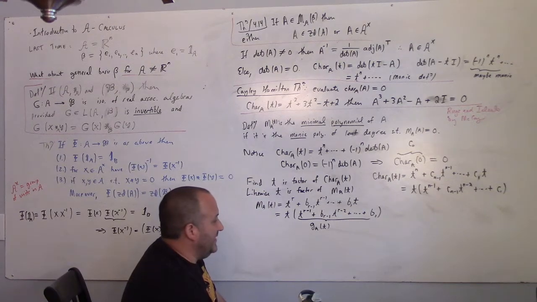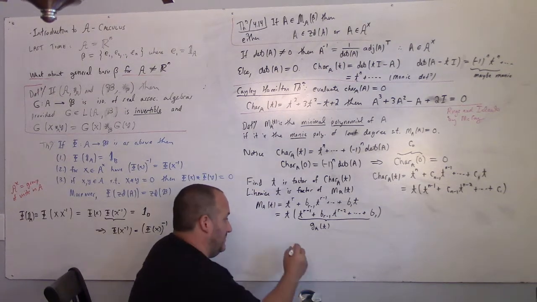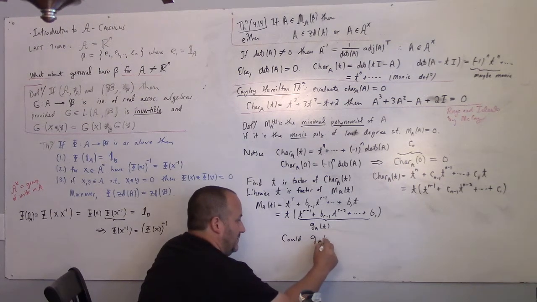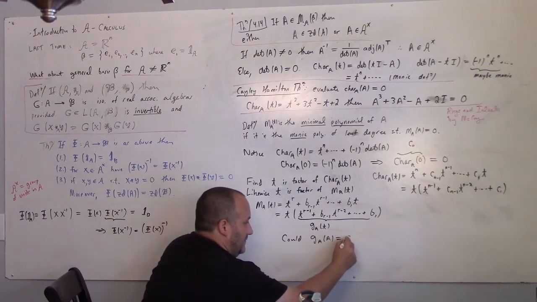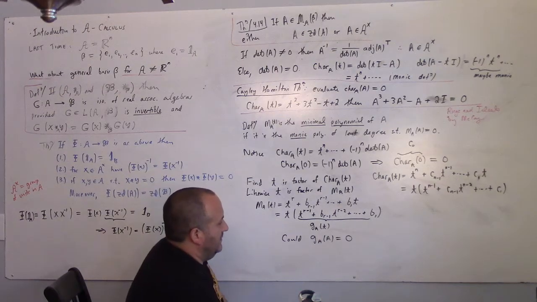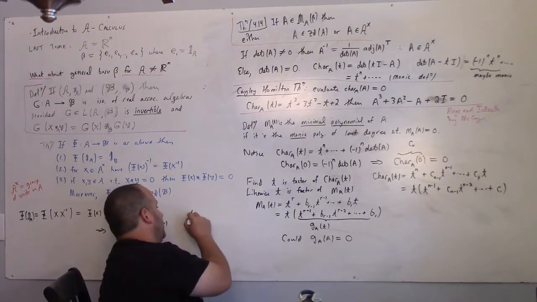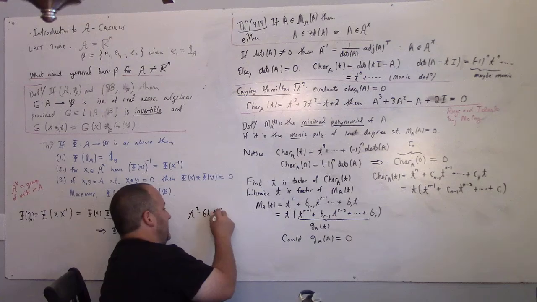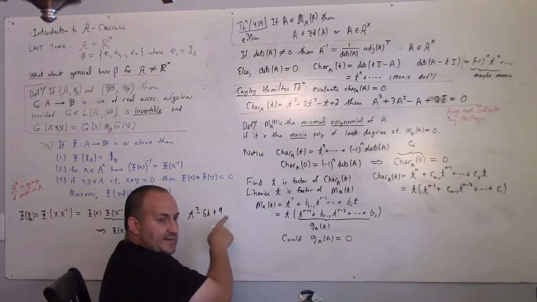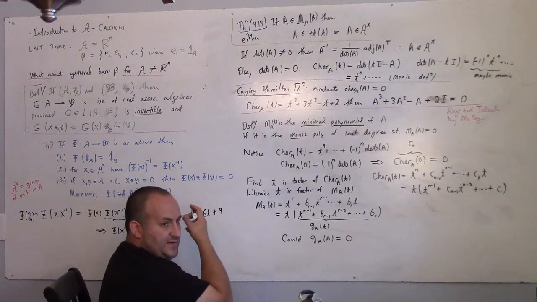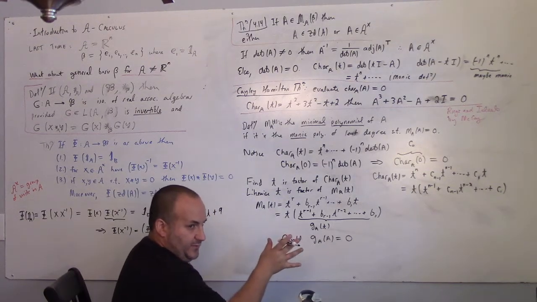But how about this? Could G sub A of A be 0? No, it's a constant term. Well, the constant term is not a reason why. We had t squared minus 6t plus 9, right? We plugged in A into that, and we got a non-zero result. The reason is more like a logical problem.